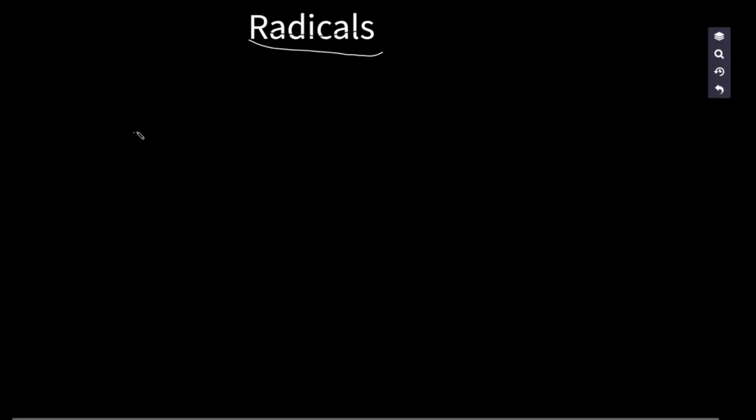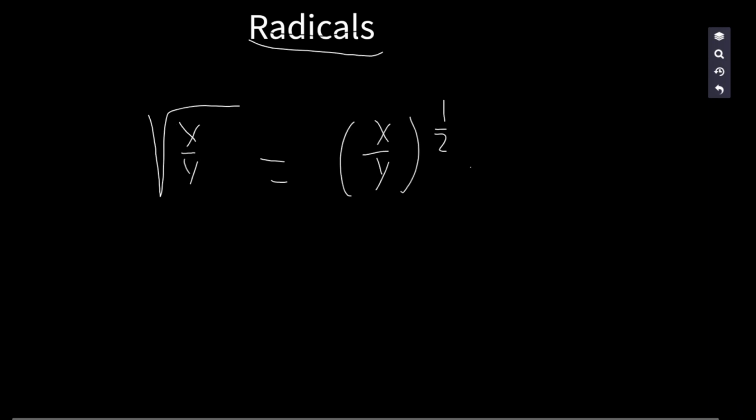Let me give you an example. Let's say we have the square root of x over y. Well, if we take the square root of something, that's just raising it to the 1/2 power. And now we can use our exponent properties. If we have x over y to the 1/2 power, that's x to the 1/2 power over y to the 1/2 power.